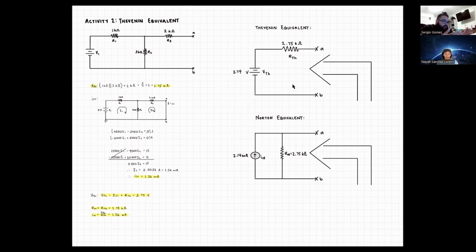Now, once again, we converted that over for the Norton equivalent by using V equals I times R. We found the equivalent amperage to be 2.14 milliamps, presented there with the parallel resistance of 2.75 kilo ohms. So now I will go ahead and present to you the Multisims for the problem.